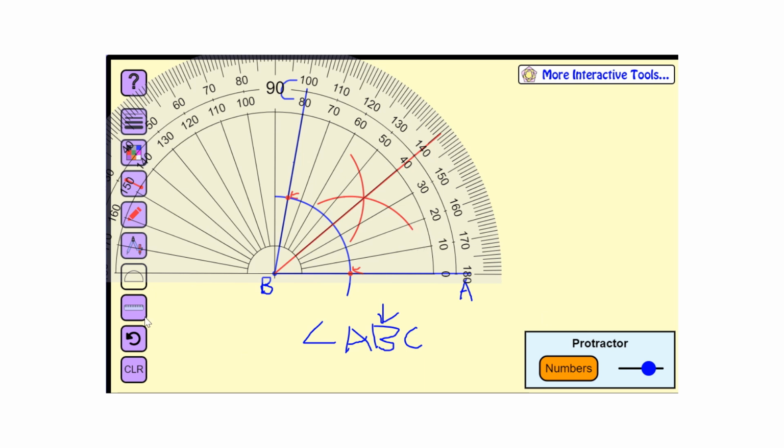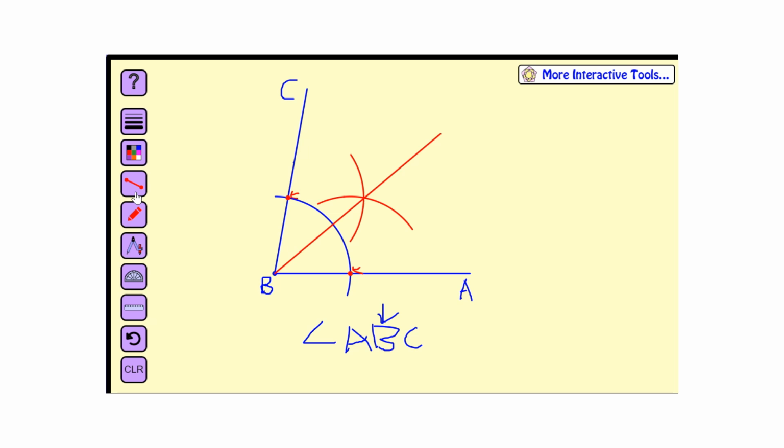Okay, right. So therefore, this line here is called the angle bisector. All right, so basically it just bisects your angle into two equal halves, 40 and also 40 here. All right, so that's how you do an angle bisector.